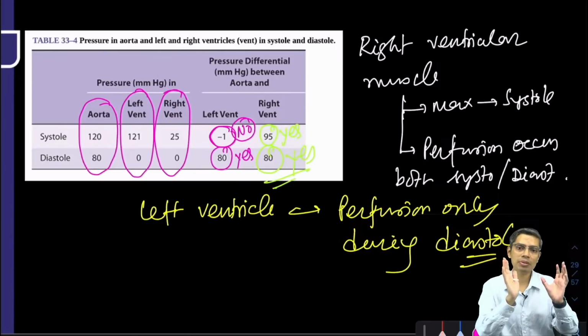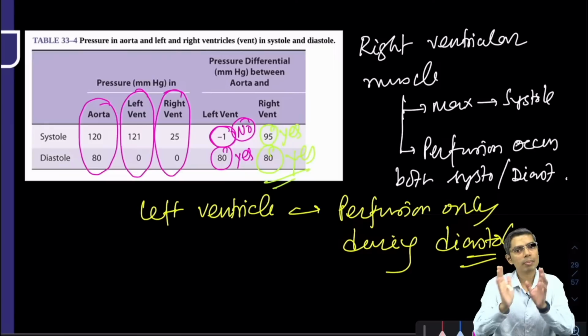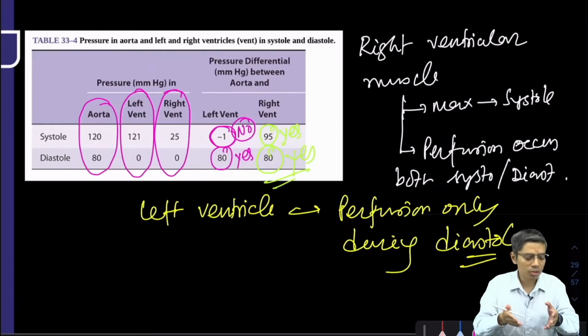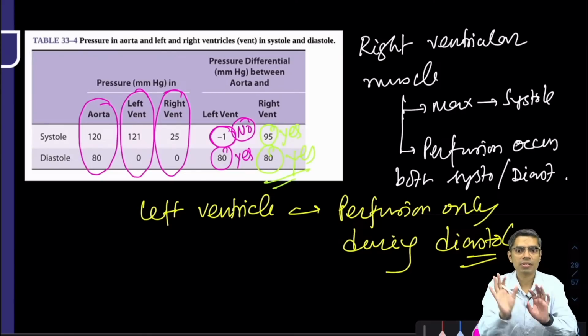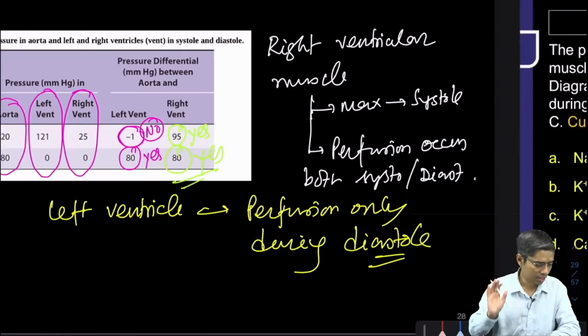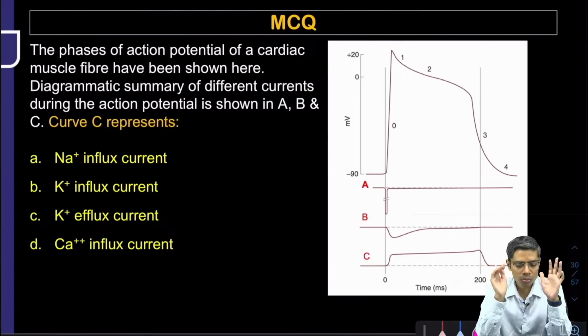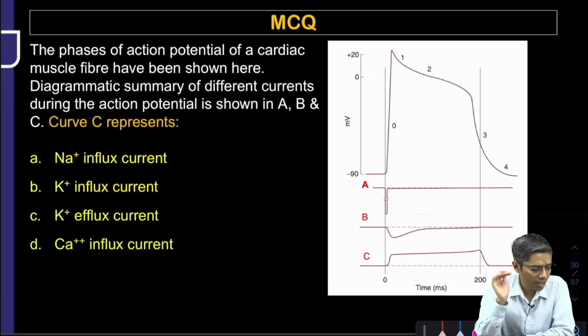So, you have to think of the aortic pressure minus ventricular pressure. Aortic pressure is the coronary artery pressure that is trying to push the blood into the muscles of the heart, and ventricular pressure is trying to oppose it. Got it? Next question, a very easy question, no detailed discussion. So, tell me what is the answer.